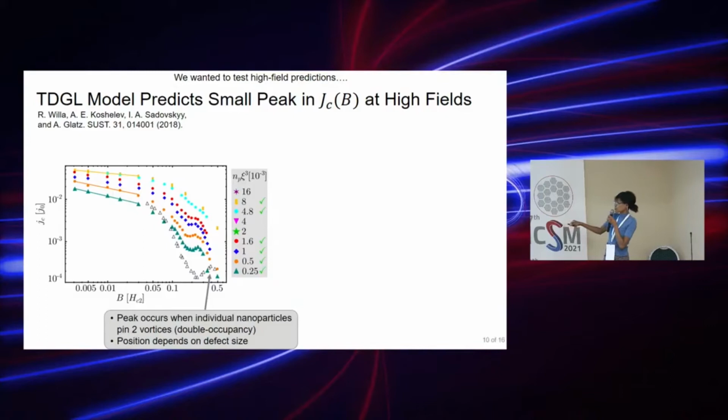So here you see the results from simulations. This is JC versus magnetic field collected at various nanoparticle densities. And what I'd like you to notice is that you can see non-monotonic behavior here at high fields. They predict a small peak will occur when individual nanoparticles pin multiple vortices. So when a nanoparticle pins 2 vortices, a small peak will occur. If it pins 3 vortices, they expect another peak to occur. And the position of the peak will depend on the defect size.